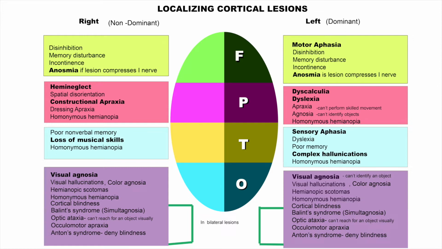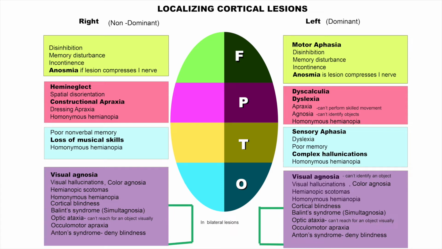Right or non-dominant temporal lobe lesions present with poor non-verbal memory, loss of musical skills, and homonymous hemianopia, while the dominant or the left temporal lobe lesions present with sensory aphasia or Wernicke's aphasia, which is the inability to comprehend language, both written and spoken.